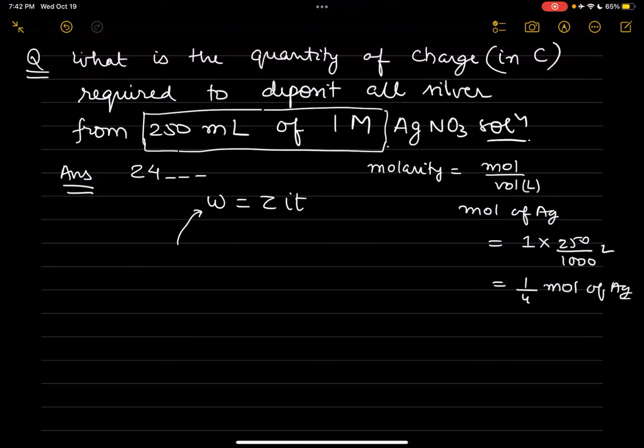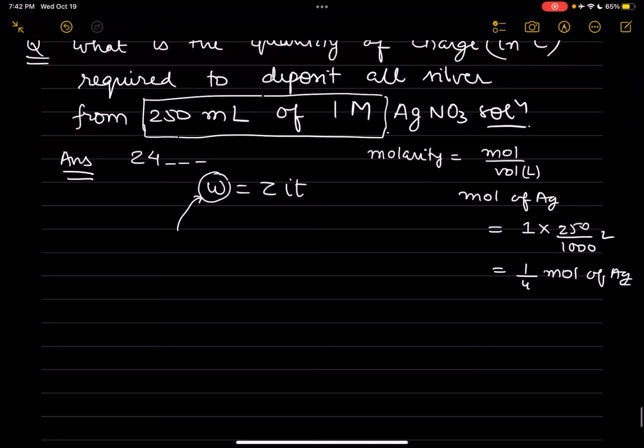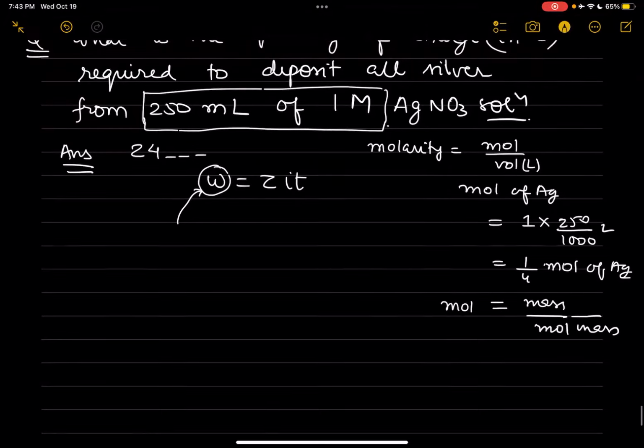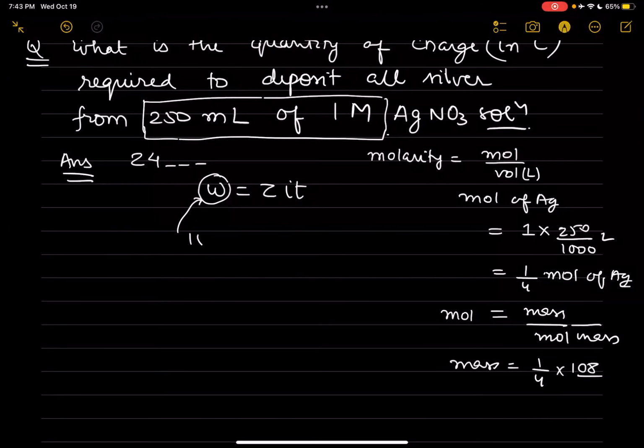Yes, sir. So this is one thing. Another thing is, what is the mass? Because I need to put the mass over here. Mole equals given mass by molar mass. So mass is mole into molar mass. 1/4 into 108. So the mass of silver that needs to be deposited completely is 108/4. Right?